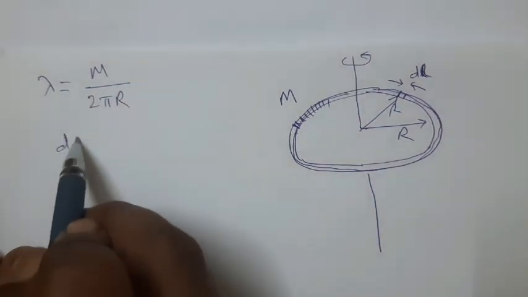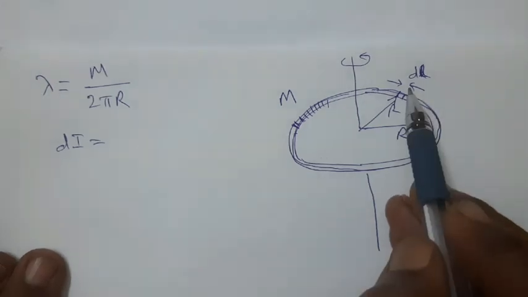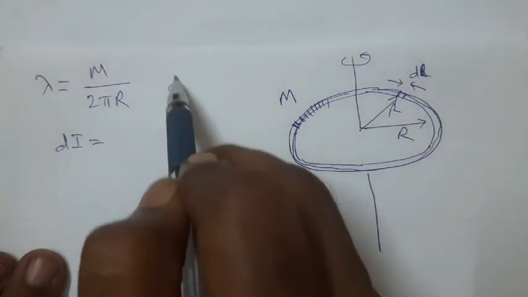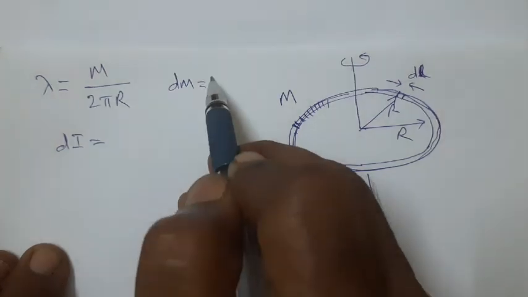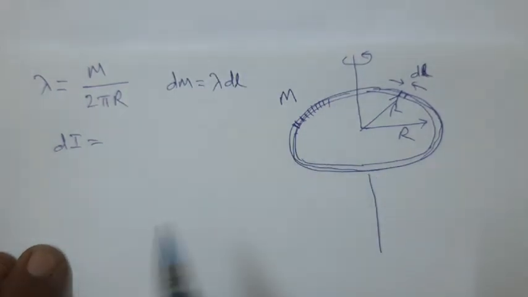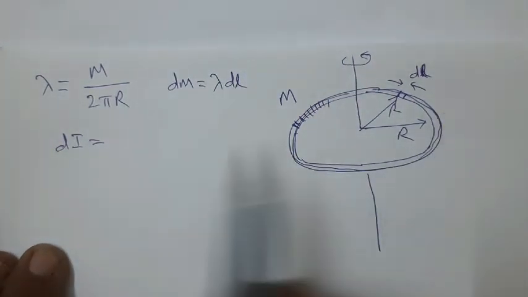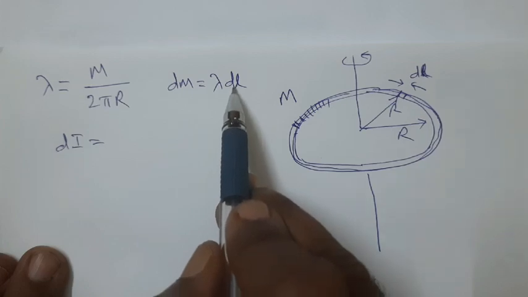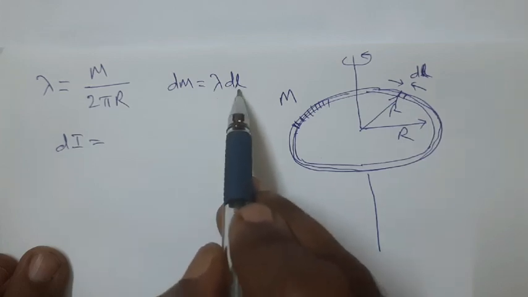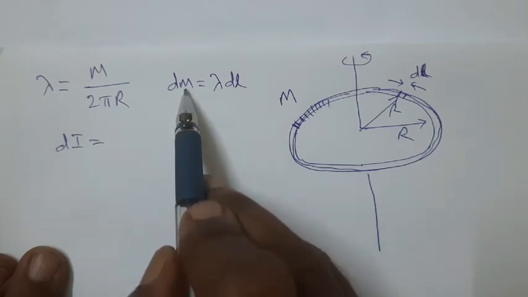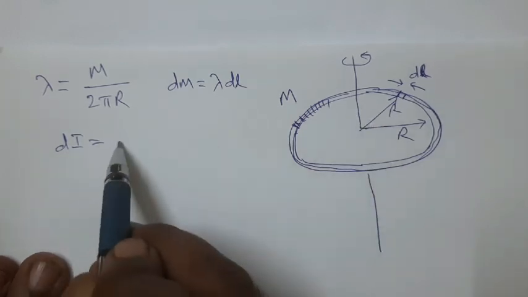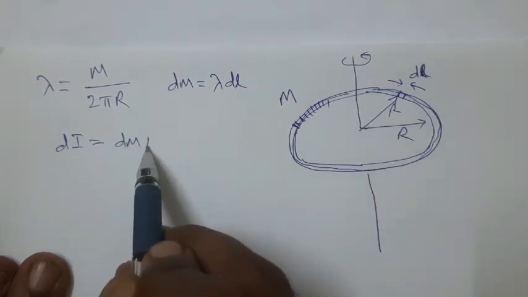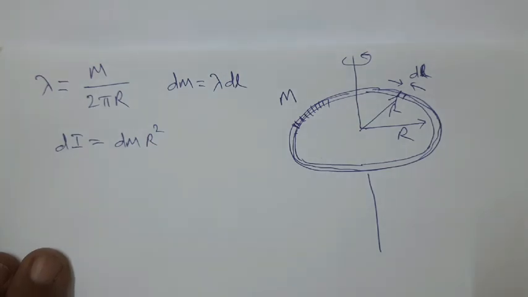Therefore what will be the moment of inertia of that element? For that we will have to calculate the mass of that element. The mass of that element will be lambda into dl. Lambda is the mass per unit length, into the length of that element. Therefore, lambda into dl is the mass of that element, and hence the moment of inertia of that element can be written as dm into r square. Correct? dm into r square.